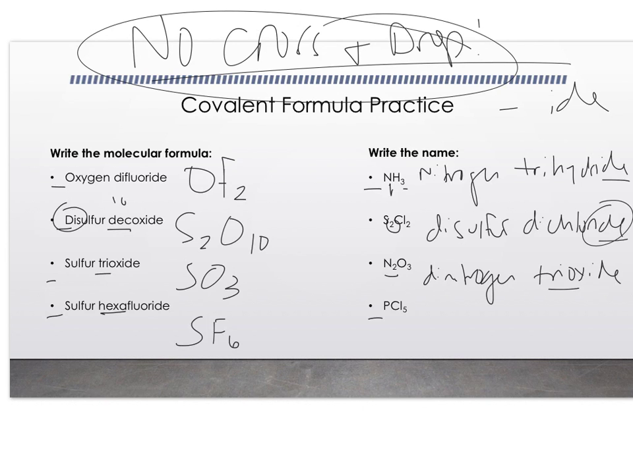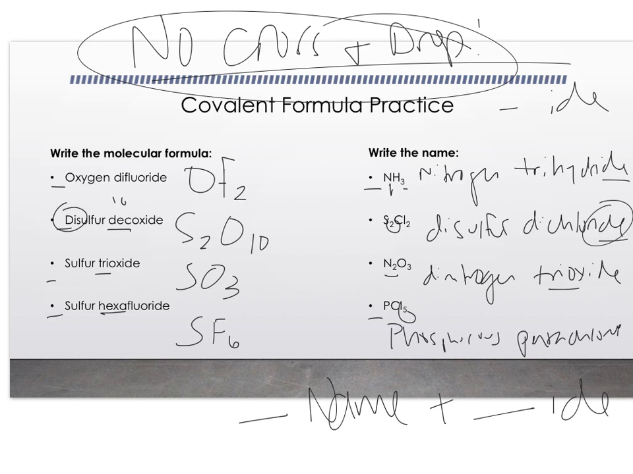And then phosphorus, there's an understood 1, so we don't use the mono, we just say phosphorus. And then the 5 is the pentachloride. So for covalent, it's just the name, prefix or no prefix, plus the element ending in IDE. So we don't change the first element, we only change the ending of the second one. But mostly for covalent formulas, if you know that there's no metals, we use the prefix chart, there's no crossing and dropping, and then whenever you're naming, the only ending that you change is for the second element only.